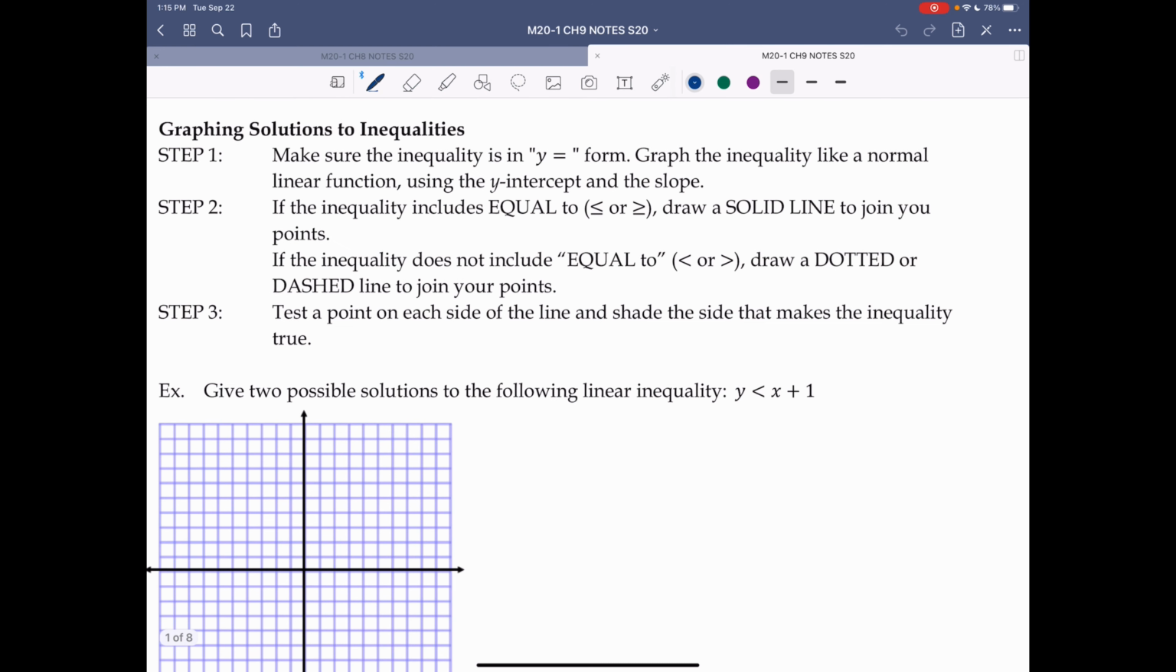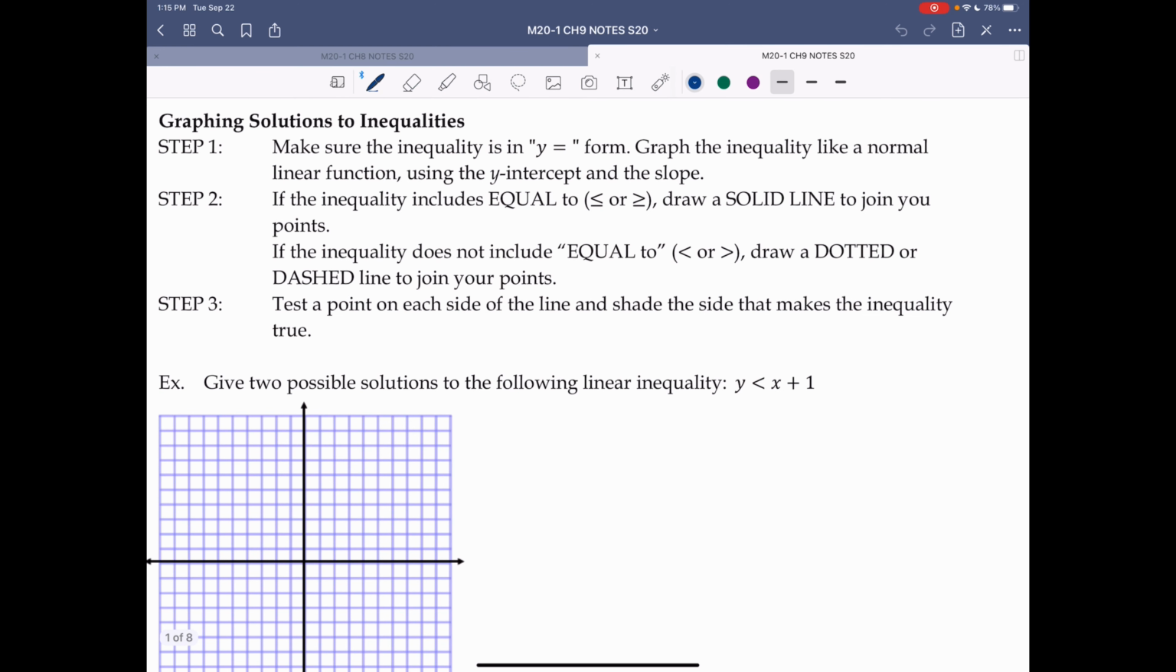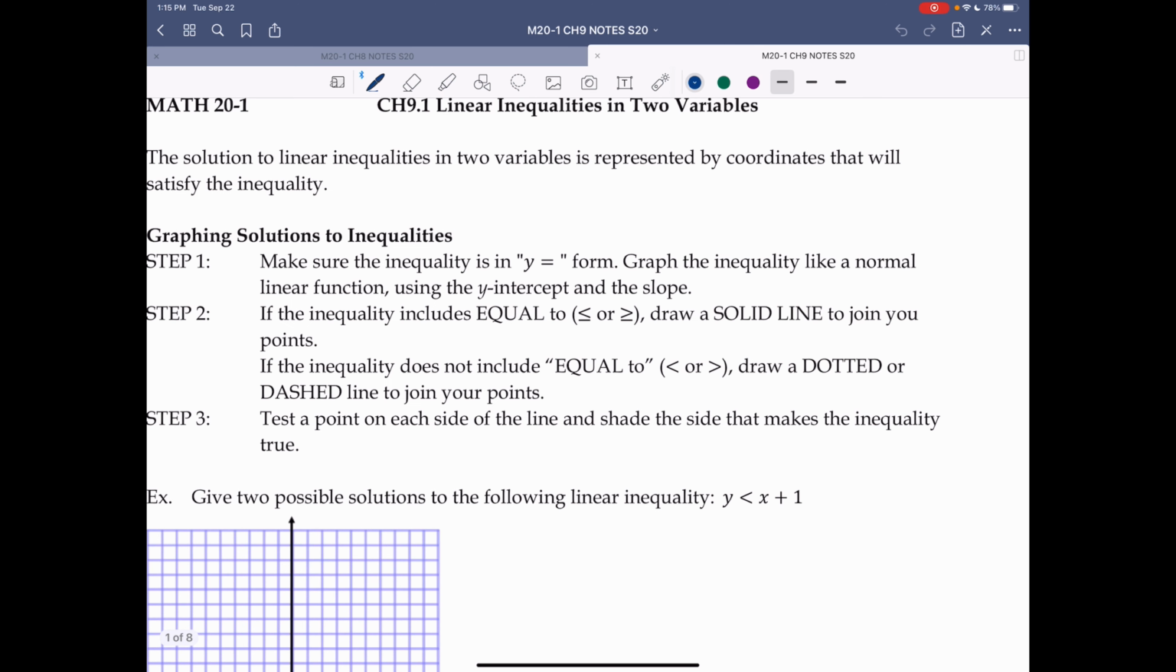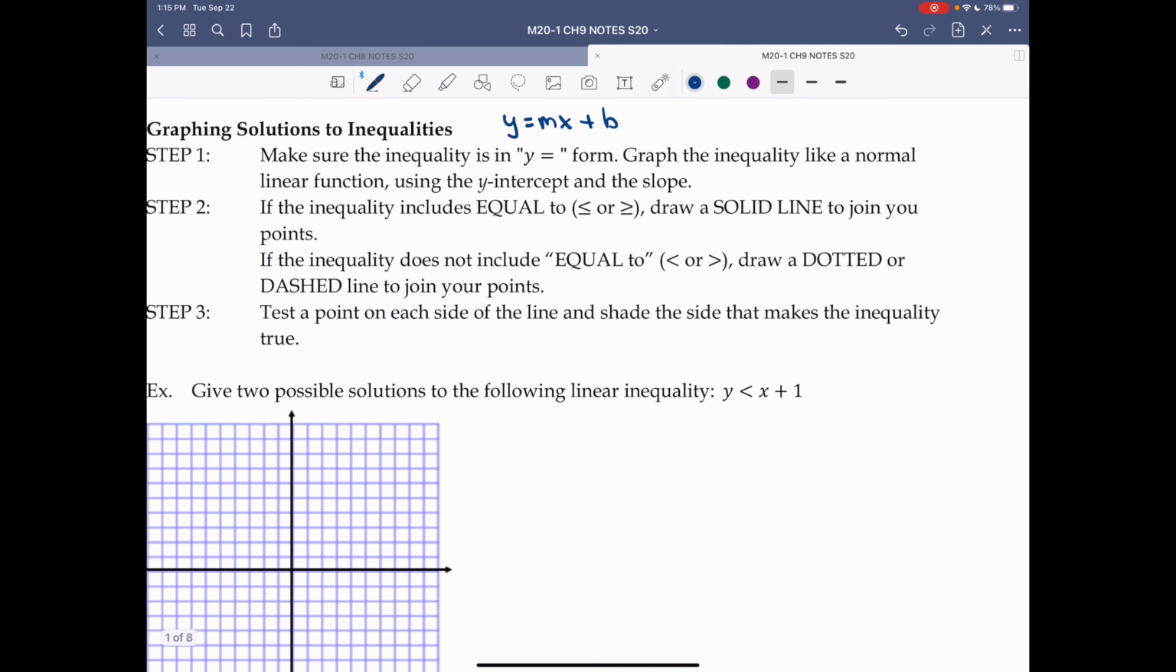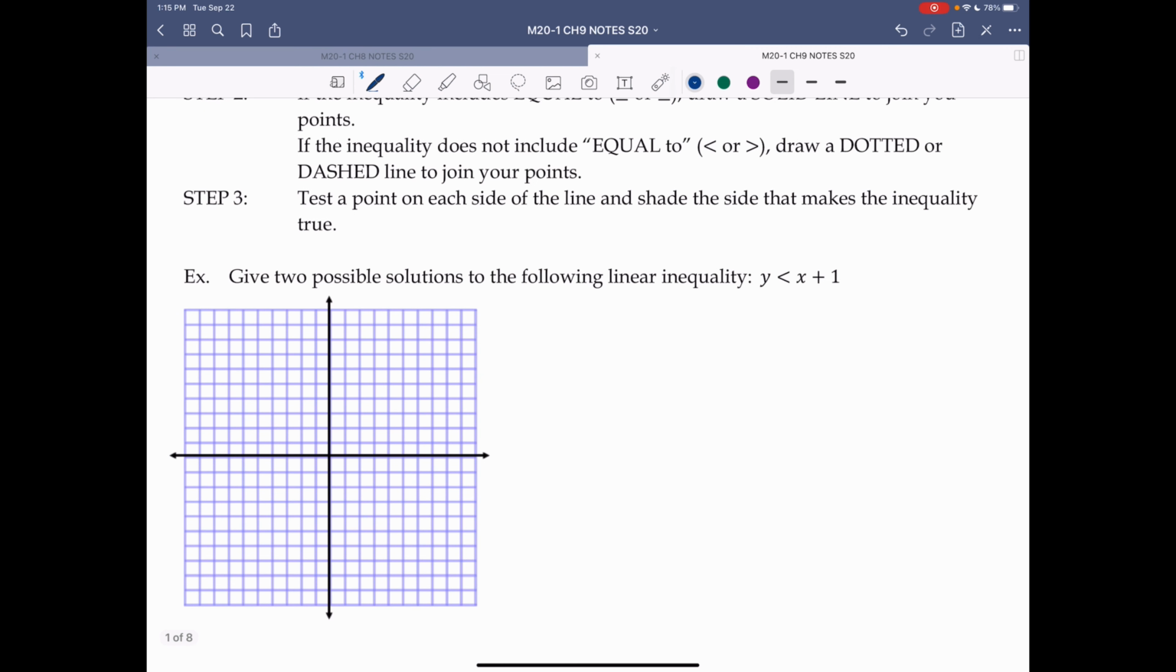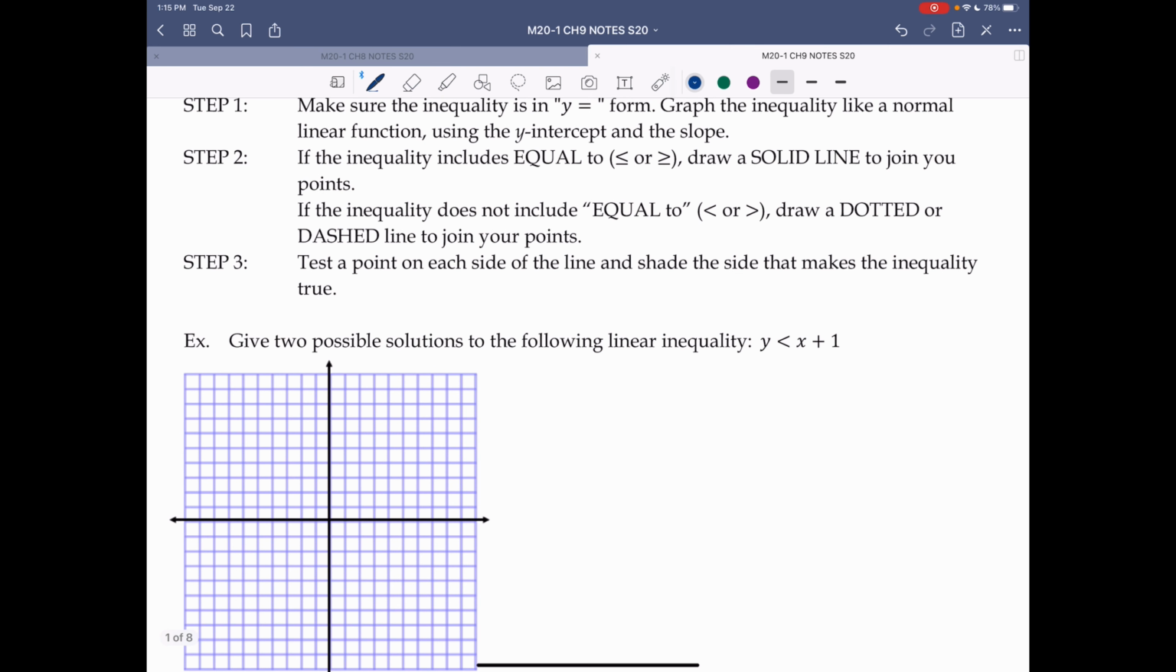So we're doing linear inequalities here. So we have y equals mx plus b. Graph the y-intercept and use the slope to plot a couple more points and then create our graph. So let's do that. Step 2.